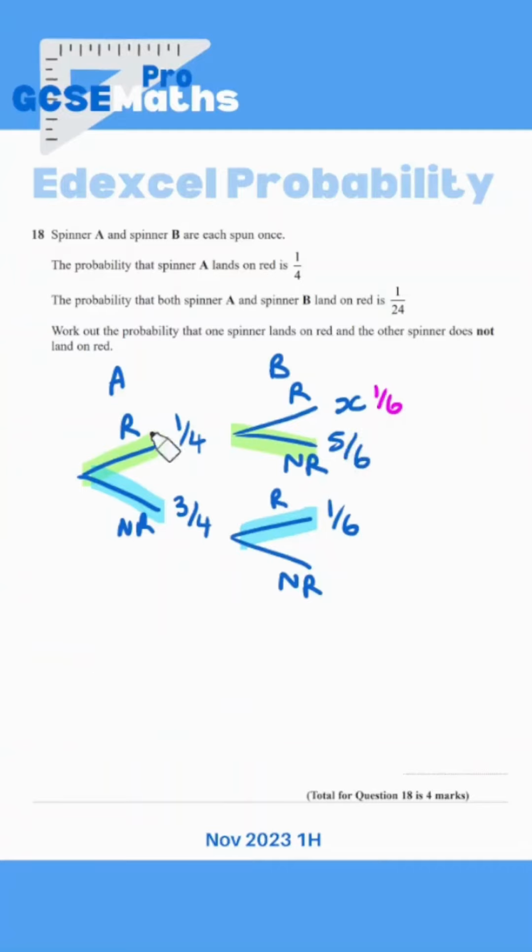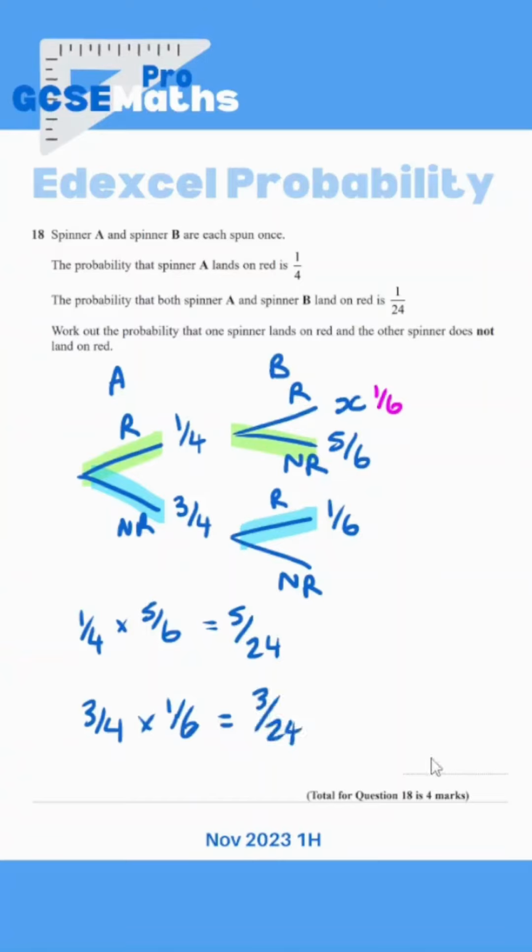So we need to multiply together the two options. The first option, 1/4 times 5/6, would give us 5/24. And the second option, 3/4 times 1/6, would give us 3/24. When we've got multiple options, we then add them together, don't we? So those two added together would be 8/24, and then you can either leave it like that or simplify it to 1/3. There's our answer.